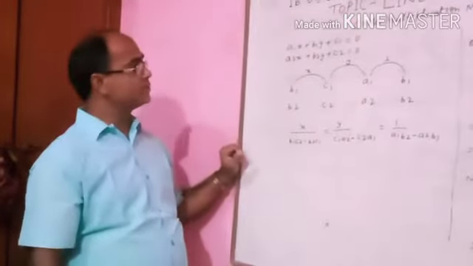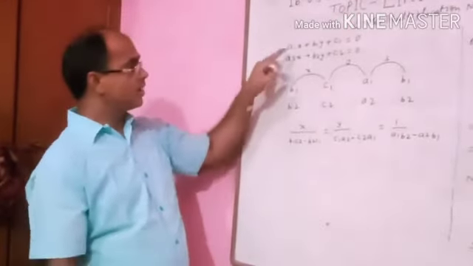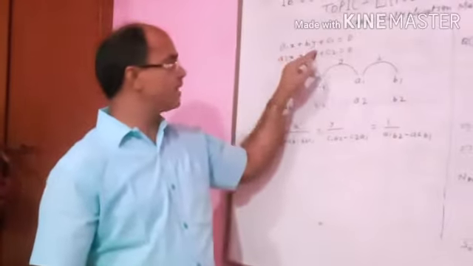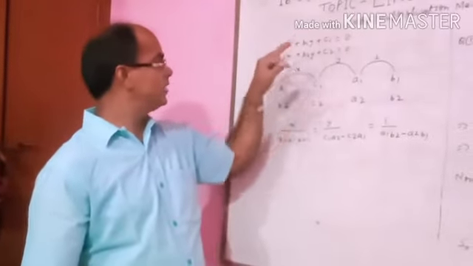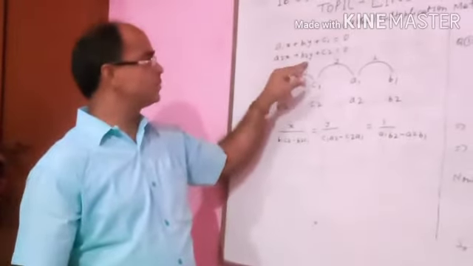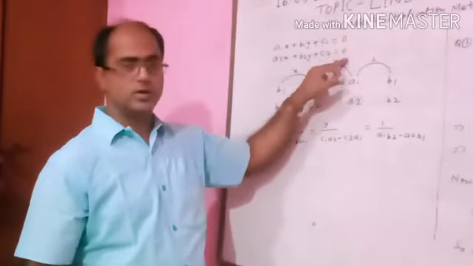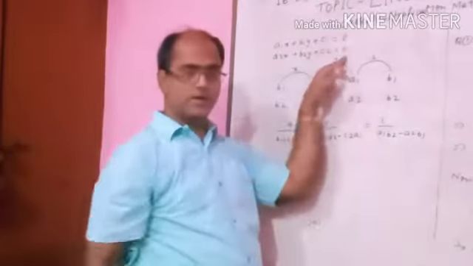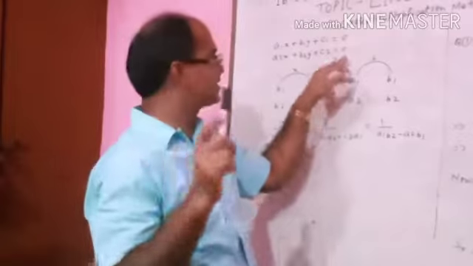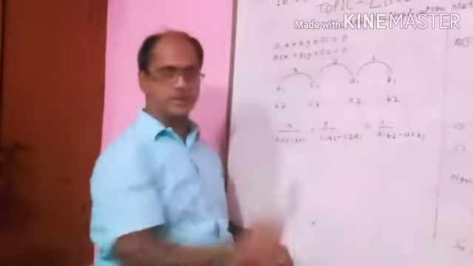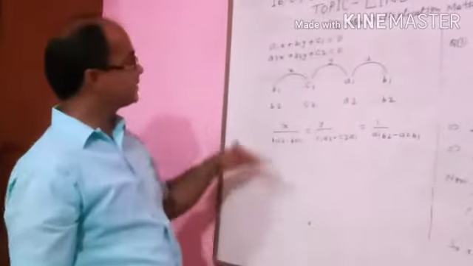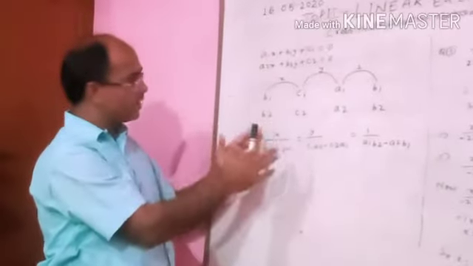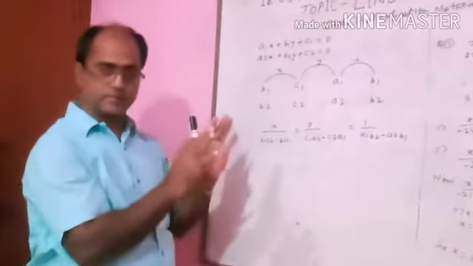Dear students, as you know, a1x plus b1y plus c1 equal to 0 and a2x plus b2y plus c2 equal to 0 is the structure of the linear equation of two variables. Students, now I am going to derive the formula of the cross multiplication method.